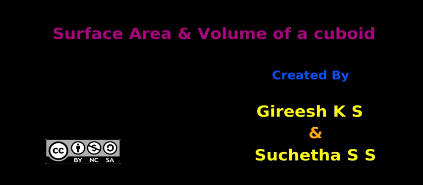Dear students, in this video, we are going to learn about the surface areas and volumes of a cuboid. In my previous video on the surface area and volume of cube, you came to know the meaning of surface area and volume, and also how to generalize the formula to find LSA, TSA and volume of cube. Let us extend that idea to generalize the formula to find LSA, TSA and volume of cuboid.